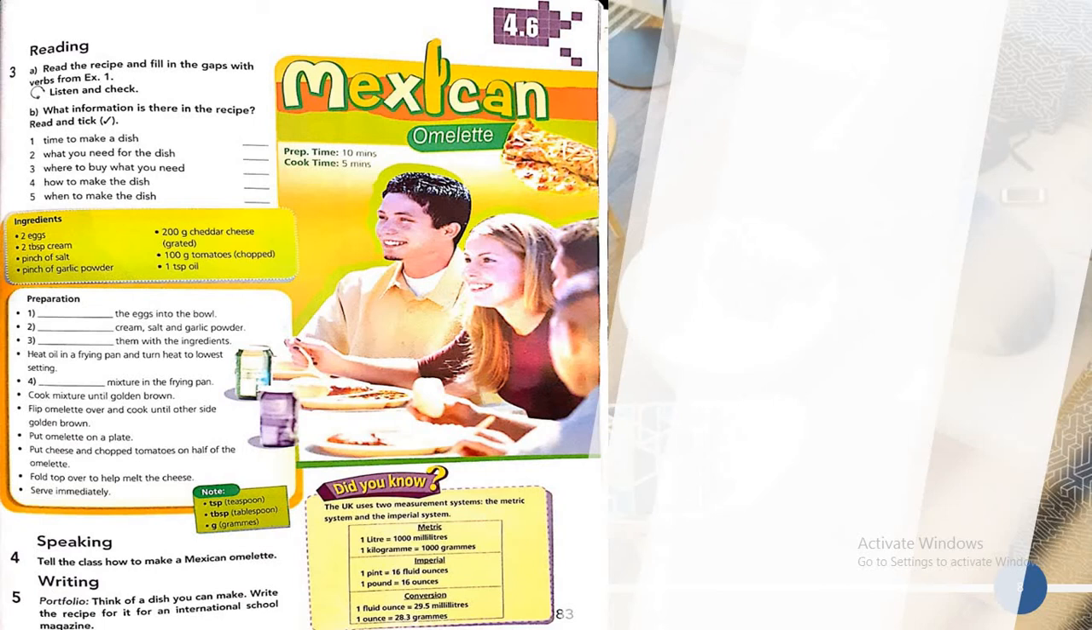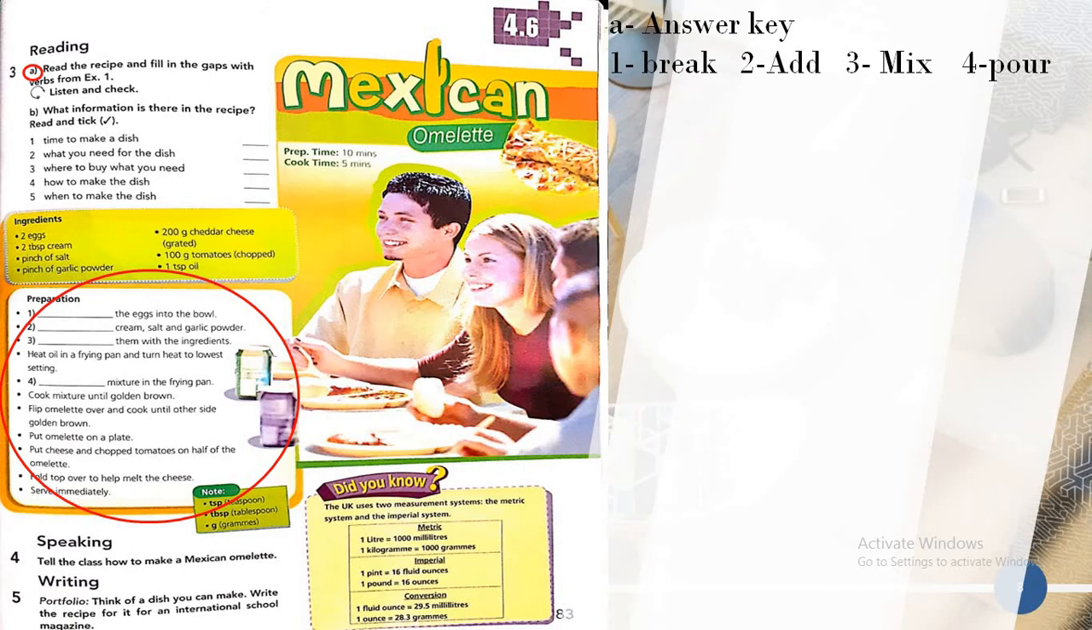Good. Now let me give you the correct answers. So 1, we have break the eggs into the bowl. 2, add cream, salt and garlic powder. 3, mix them with the ingredients. Okay, 4 is pour mixture in the frying pan.